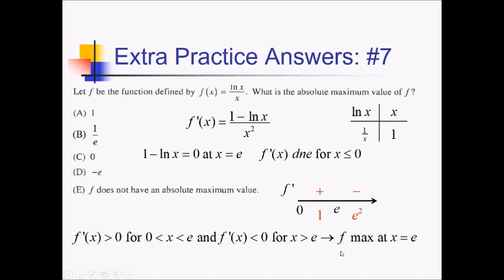But that's not the answer. It's not even an answer choice, which was nice of them to not put it in there as a distractor. We actually need to plug this into the function to get the maximum value. So we're doing f of e at this point, which is ln of e over e. ln of e is 1, so this is just 1 over e, which is going to give us answer choice B.